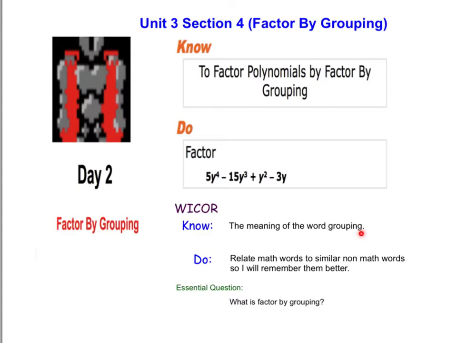Our essential question for today is, what is factor by grouping? Now, let me take a second and let's think of grouping. In life, there are certain ways we group things. For example, Facebook. Facebook is a way of grouping people with commonalities. Likewise, today we are going to take a look at polynomials, and I'm going to group certain parts of this polynomial according to commonalities. Okay, well, let's go ahead and begin the instructional material.